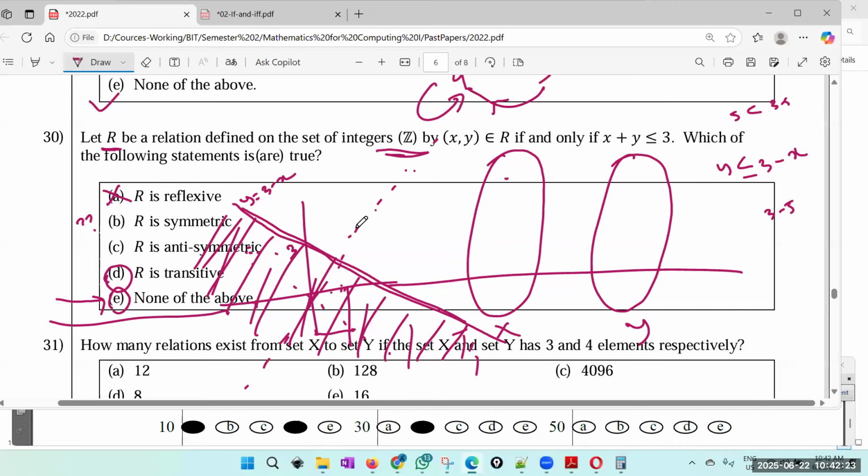So this is the mirror image on y equal x. It looks like correct, right? So, for example, if 0 maps to 3, then 3 maps to 0. Right? Yeah, 0 maps to 3, right? 0 plus 3 is less than or equal to 3. Then 3 maps to 0. Anyway, it looks like correct also, right?